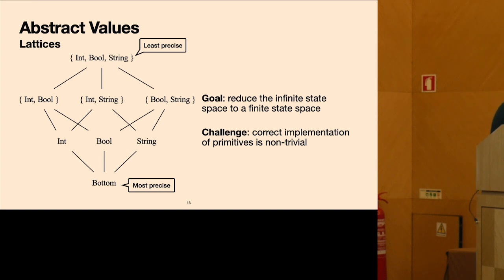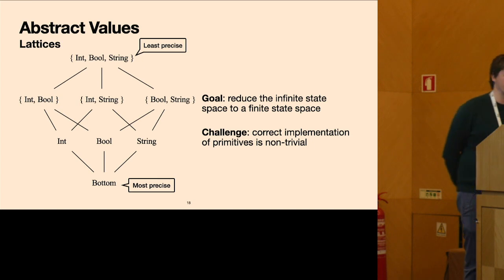On the bottom, we have no information. Then we say that it's precisely an integer, boolean, or string, or any combination when we go up in the lattice. The goal of this structure is to make the state space of our abstract interpreter finite, so that our abstract interpreter always terminates on all inputs. However, this is also a source of bugs, because we have to re-implement all primitive operations on these abstract values, such as multiplication, addition, and so on.